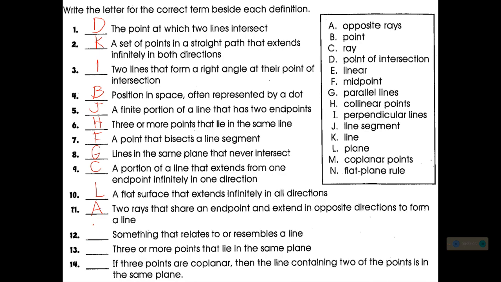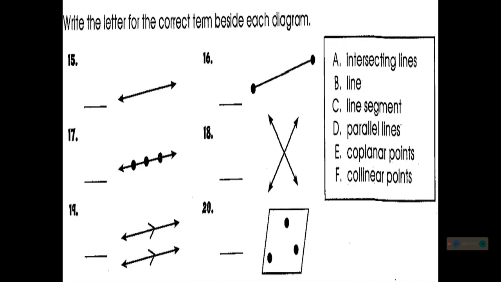Next, number 12. Something that relates to or resembles a line. What do you call that? Yes, that is linear. Next, number 13. Three or more points that lie in the same plane. What do you call that? Yes, they are coplanar points. Next, number 14. If three points are coplanar, then the line containing two of the points is in the same plane. What is your answer? Yes, that is the flat plane rule. Okay, so let's now proceed with the next slide.